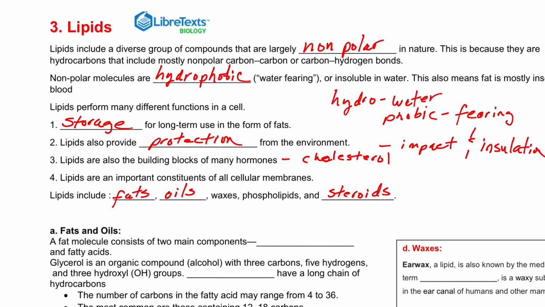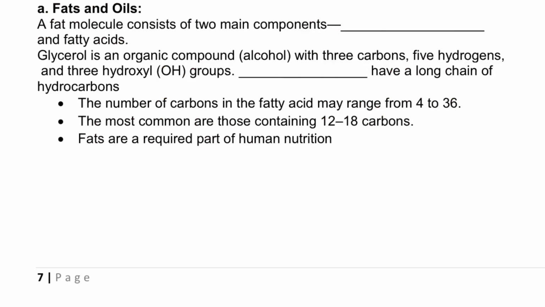A fat molecule consists of two main components: a glycerol backbone. Glycerol is an organic compound. It's actually an alcohol with 3 carbons, 5 hydrogens, and 3 hydroxyl groups. The hydroxyl group is actually an OH group.